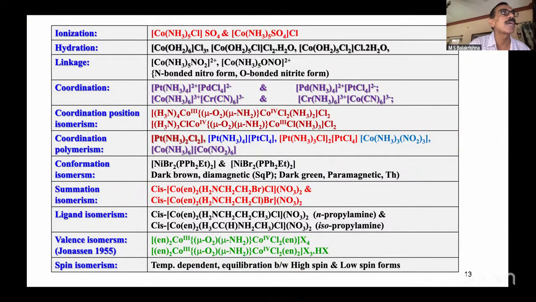The simplest being ionization isomerism, where the primary valency switches. For example, in this one, primary valency is sulfate, and in the second one, primary valency is chloride. And now the sulfate becomes secondary valency and chloride becomes primary valency. The switching of anionic ligands from primary valency to secondary valency is called ionization isomerism. And the second one is hydration isomerism. In that one, the number of hydrated molecules keeps changing, but retaining the composition.